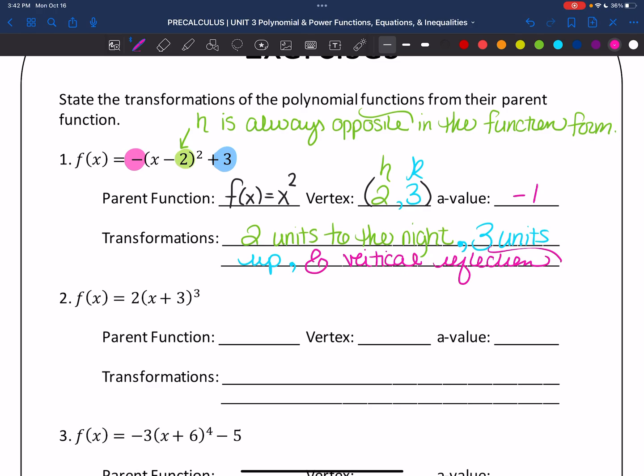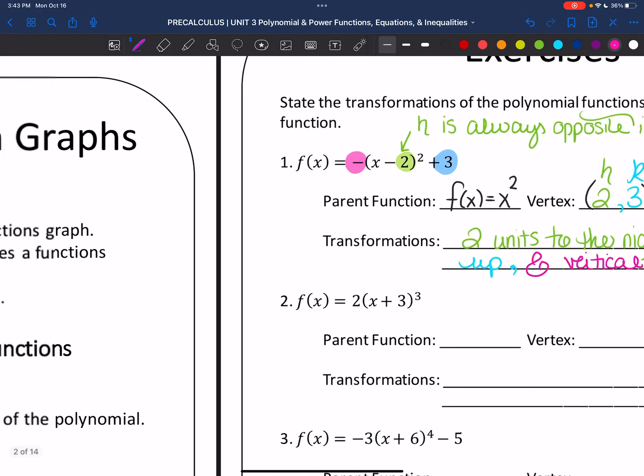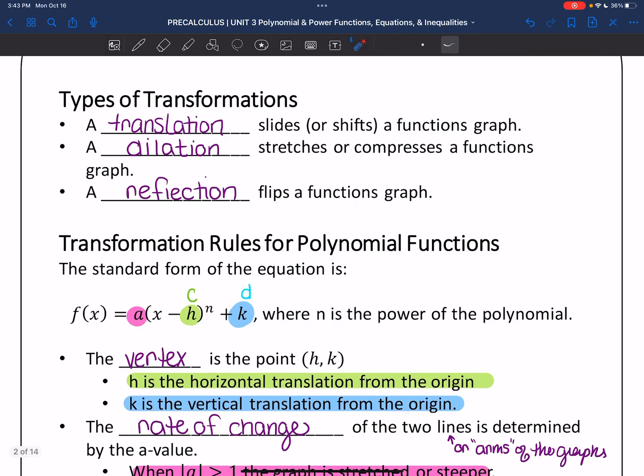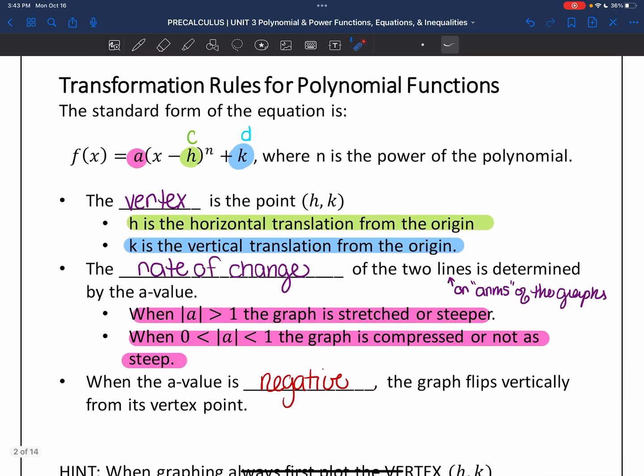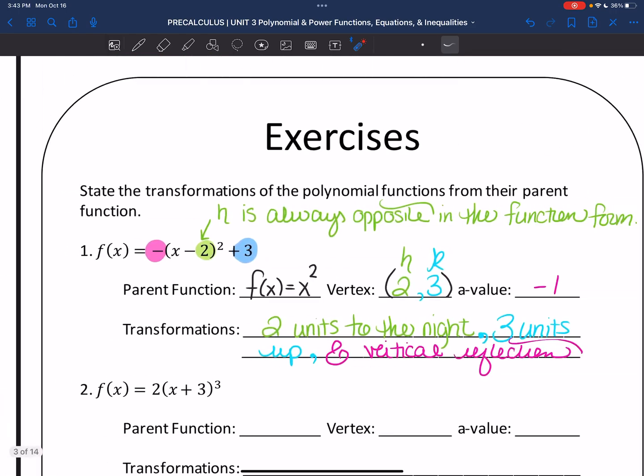And this was really nice and easy to pick out. We didn't even have to use a graphing calculator. We could use it to verify and check that it does in fact look like that. But what I wanted to show you here is we can pick it out just from the way that it is written. When it's written in this standard form, we can very quickly pick out those transformations by knowing h, k, and our a value.